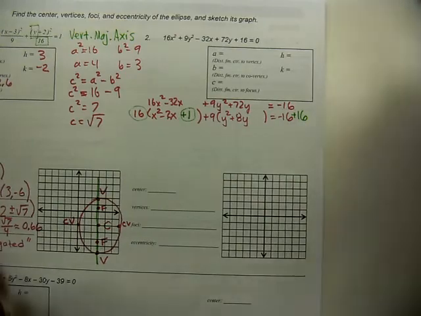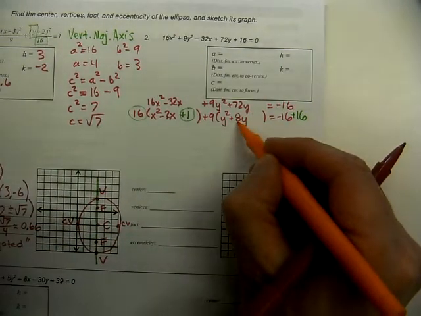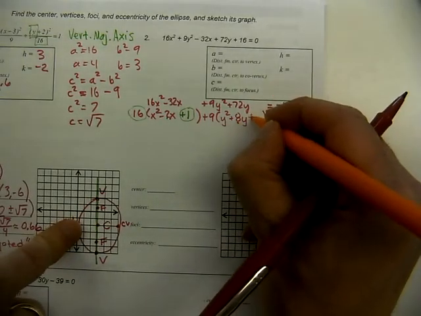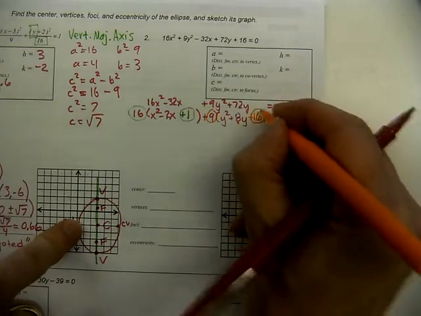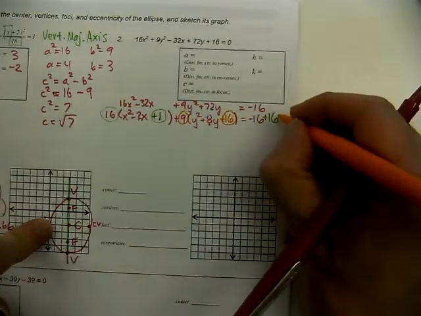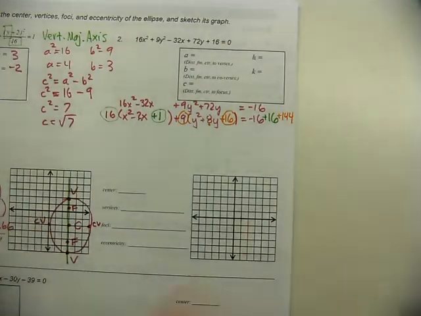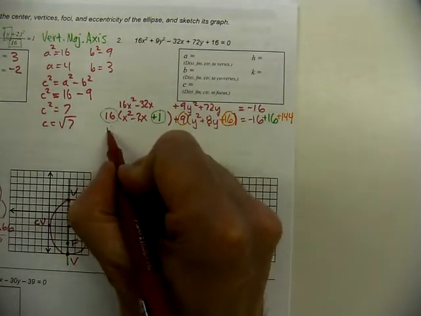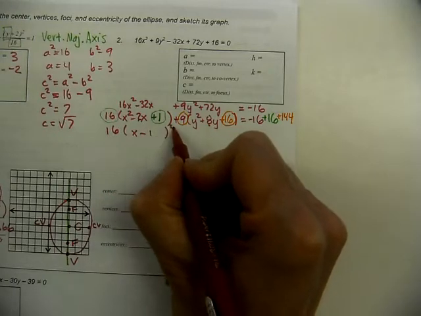In the same way with the y's, we want to find its value of b, divide that by 2, we get 4, square that result, we get 16. So we're not just adding 16 to both sides, its value is 9 times 16. So 9 times 16, we're adding 144 on the right-hand side. And now we're ready to factor the trinomials. So we have the 16 in front. This becomes x minus 1 quantity squared.